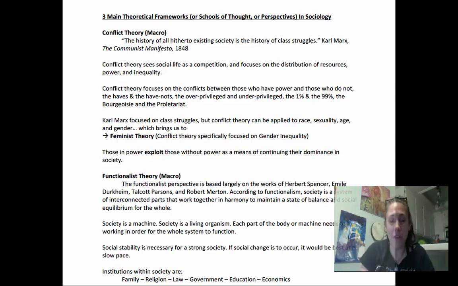The founder of conflict theory is Karl Marx, of course, with his Communist Manifesto. Now, don't let that scare you. The Communist Manifesto really was just talking about how the history of all hitherto existing society is the history of class struggles. Karl Marx was focusing in on the economic inequality within society.